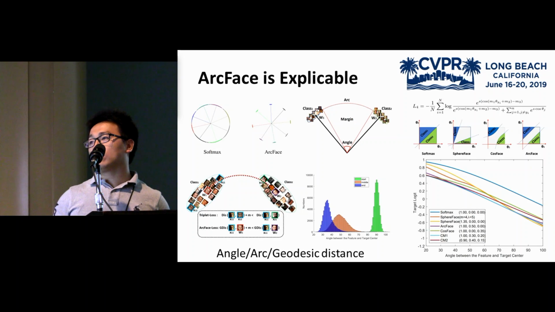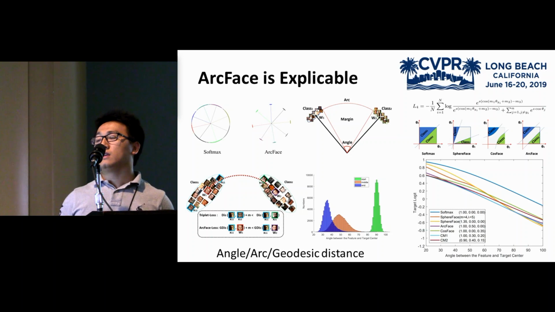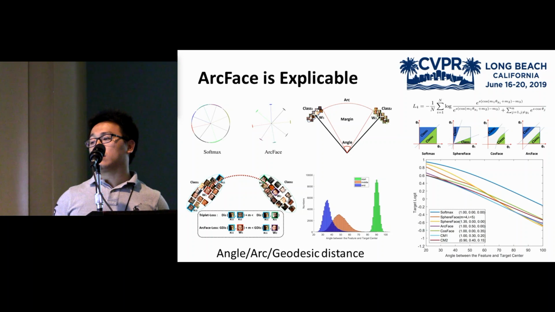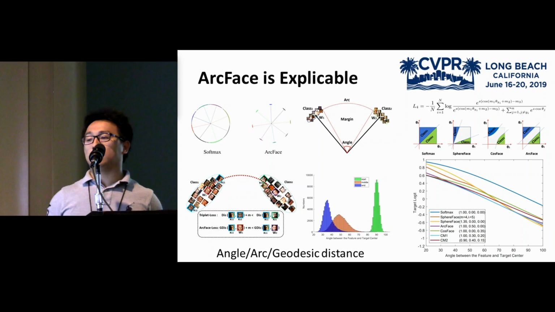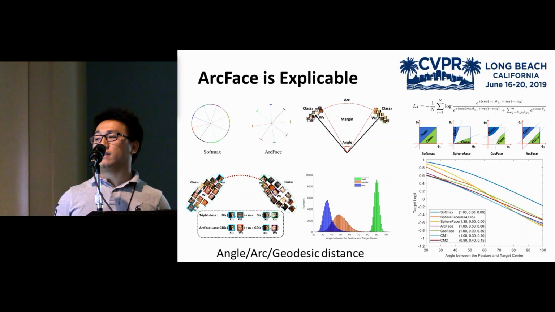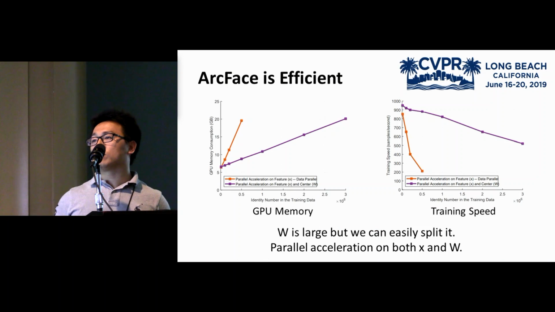ArcFace is also explicable. From the view of softmax loss, ArcFace can enlarge the design margin. Angle, arc, and geodesic distance correspond to each other within our solution. From the view of triplet loss, ArcFace changes image-to-image comparison into efficient image-to-class comparison. Compared to SphereFace and CosFace, ArcFace has different design margin and different target logit curves, and those slight differences improve the performance.